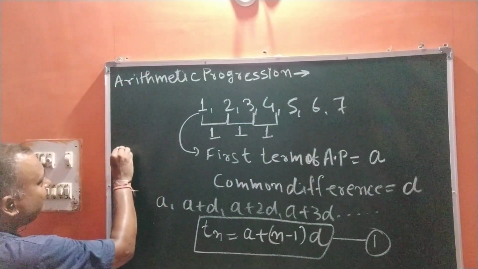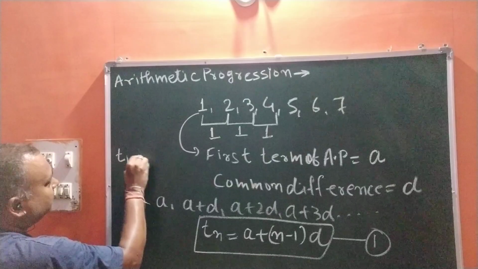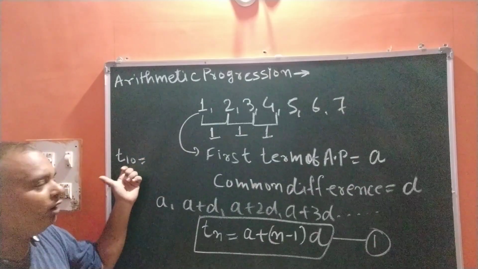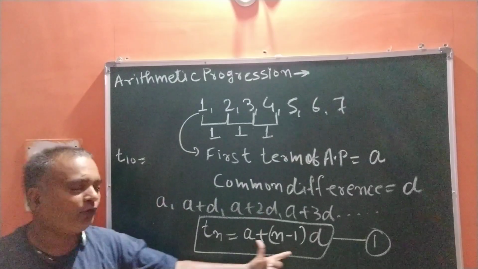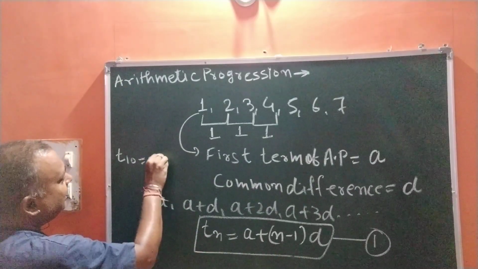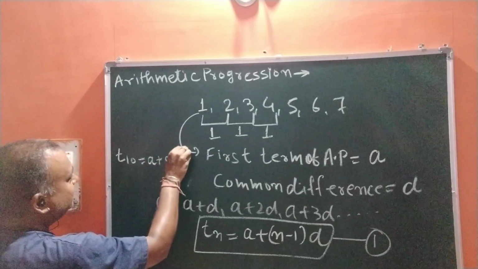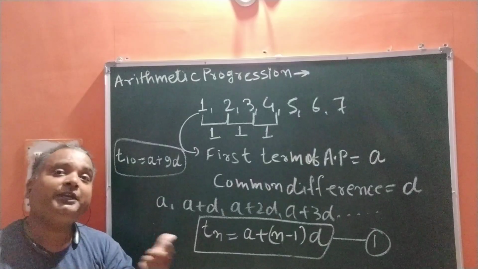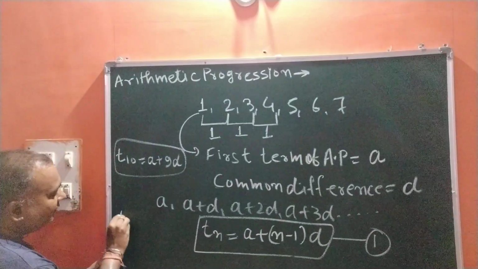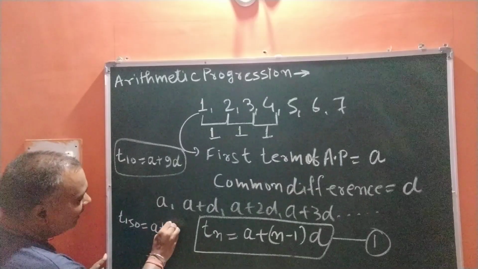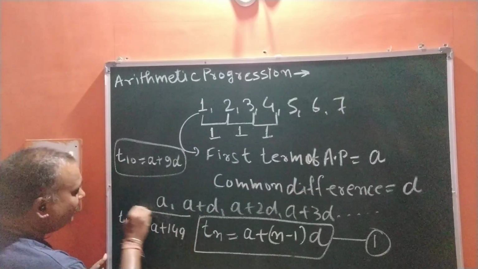For example, if I have to find the 10th term, what do we have to do? We have to put the value of n equal to 10 in this formula. So what is the 10th term? The 10th term will be a plus 9d. Is it clear? Similarly, if we have to find the 150th term, it is a plus 149d.